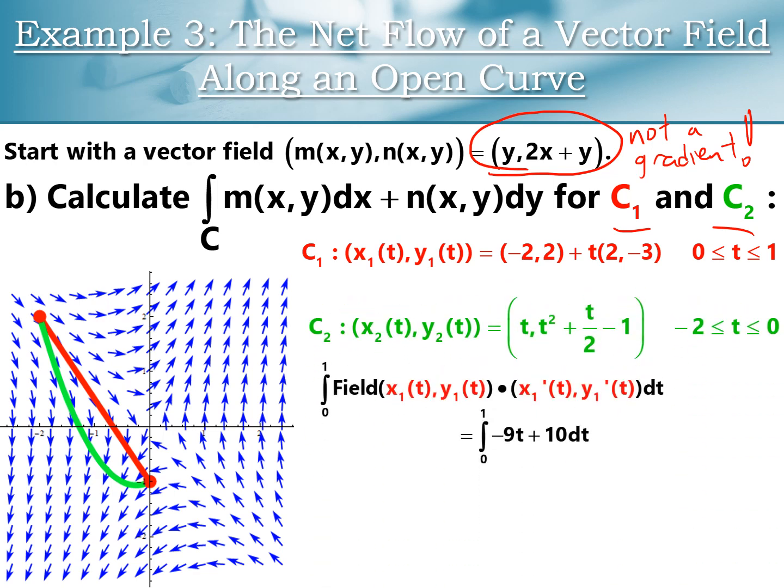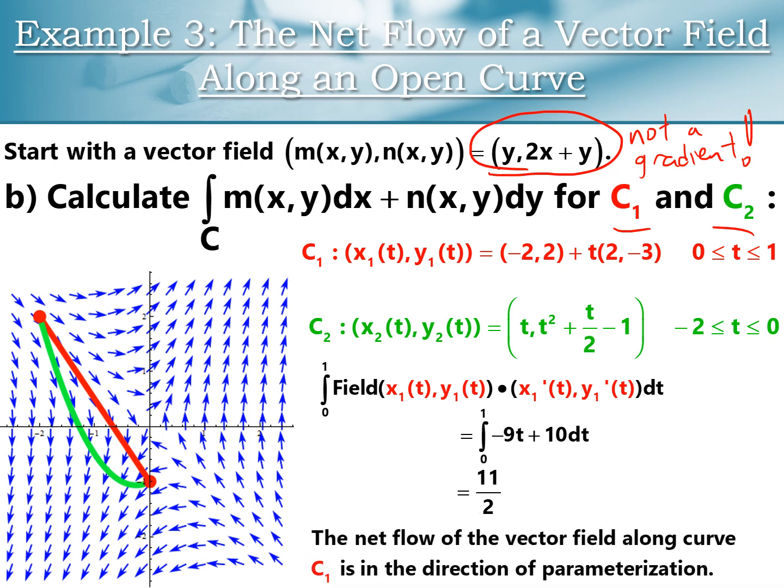And so I'm going to run the numbers for C1. And you could follow these steps later. You can pause the video and go through these steps if you want some extra practice. But you get 11 halves for the net flow of our vector field along this curve C1.